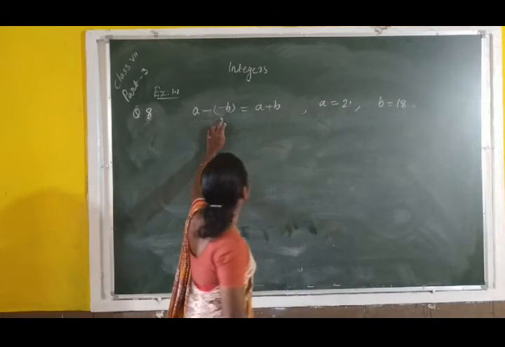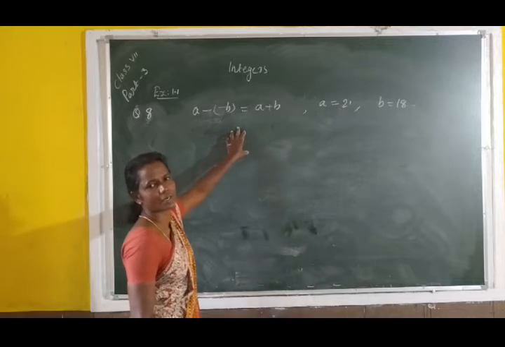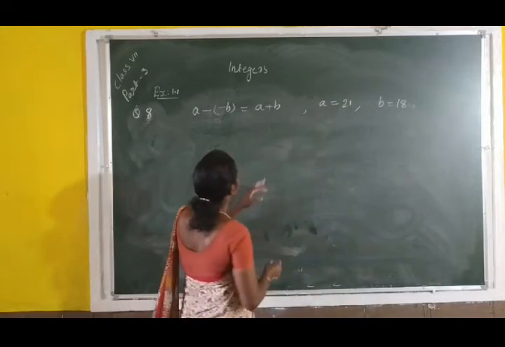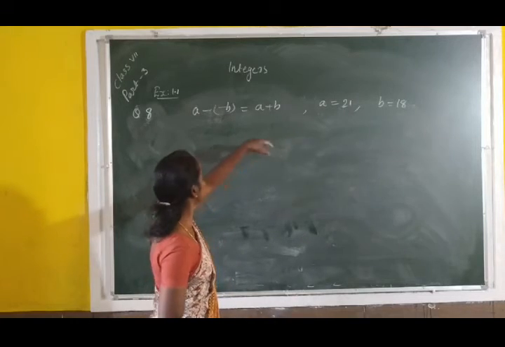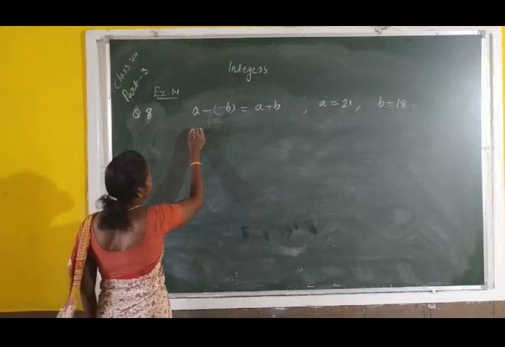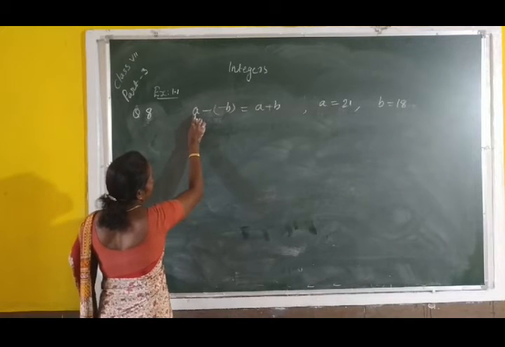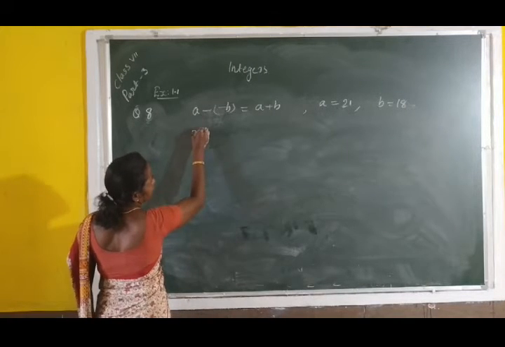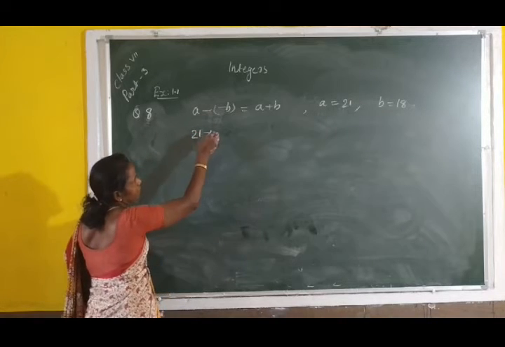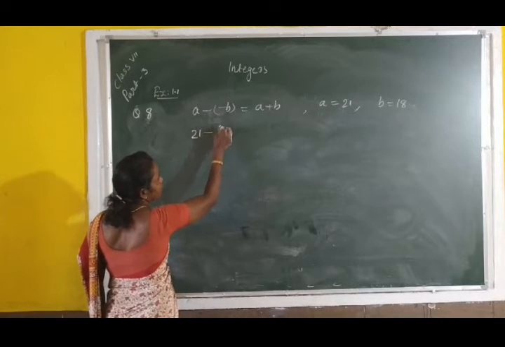This is A and B. In place of A and B, we apply these numbers. Here, in place of A we write 21 and in place of B we write 18. Look, in place of A, 21 minus, the same side, negative B.